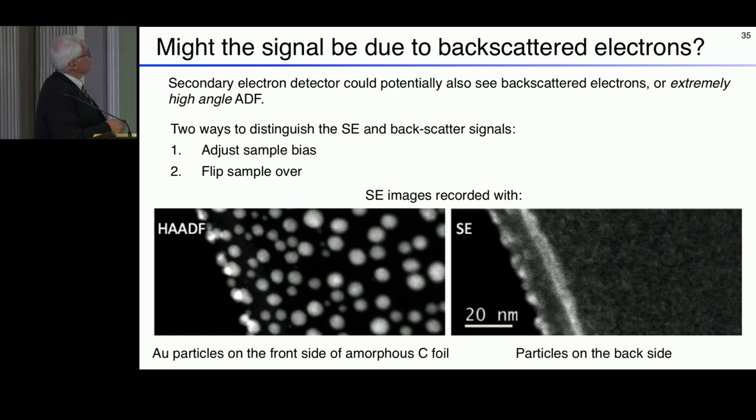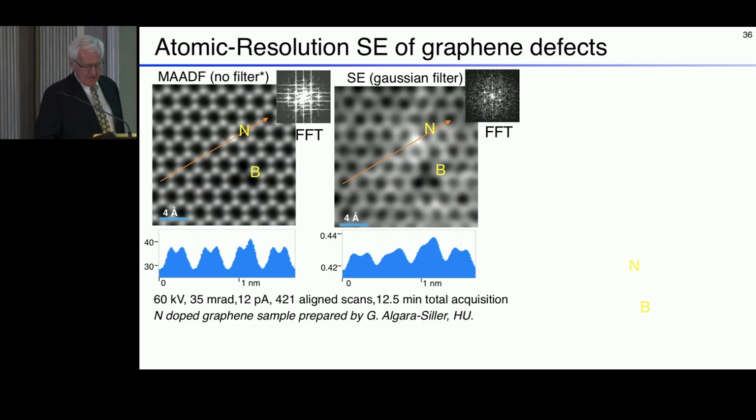So you flip the foil with gold particles over and you look at the image. High-angle dark field looks right through the foil. In SE signal, nothing shows up, and that's 20 nanometers of carbon stopping the signal. So if it was backscattering from the gold atom, then reflecting from the walls of the microscope, that would not be happening.